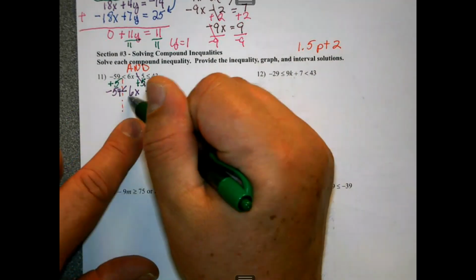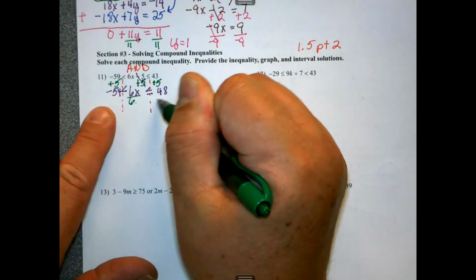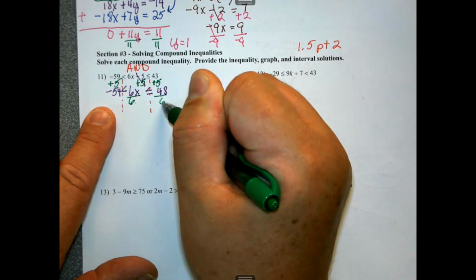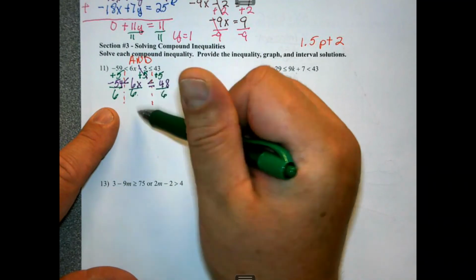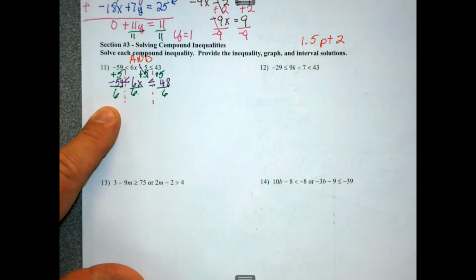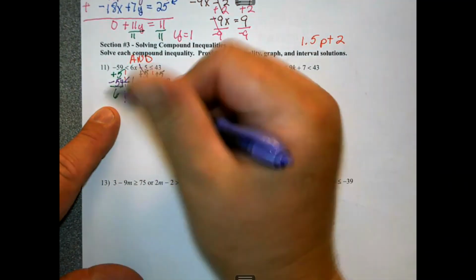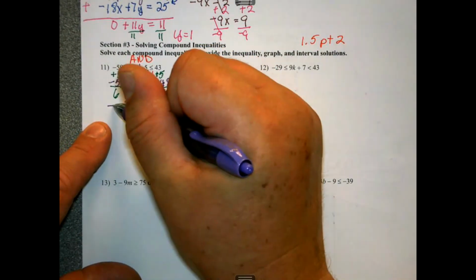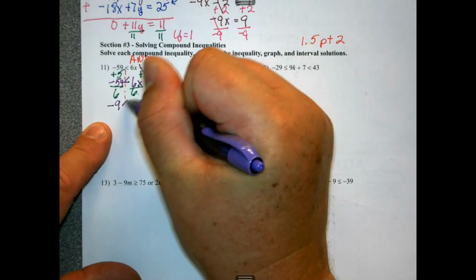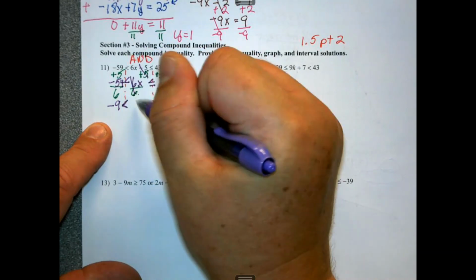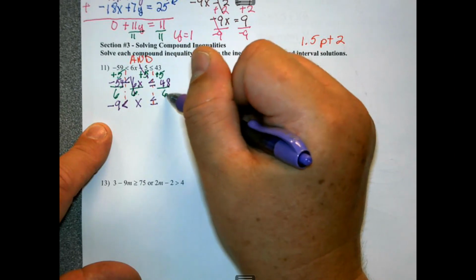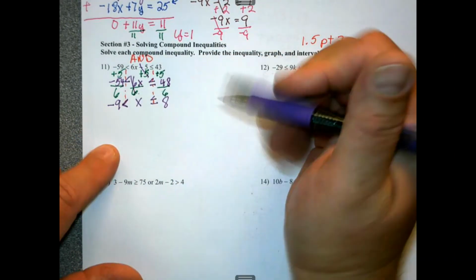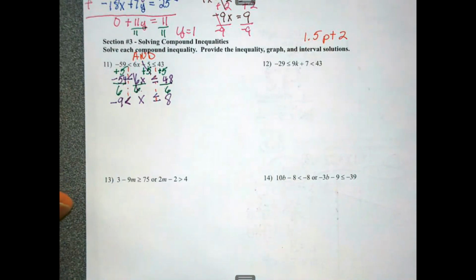Going to divide, again, start in the middle. Going to divide by 6, then go out to the sides, divide by 6, divide by 6. Now this is a positive 6, so I'm going to keep the signs. Negative 54 divided by 6 is negative 9. Keep the sign. X. 48 divided by 6 is positive 8. There's my inequality statement or solution.